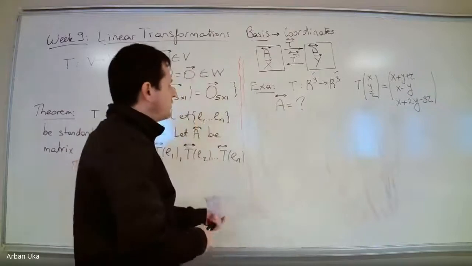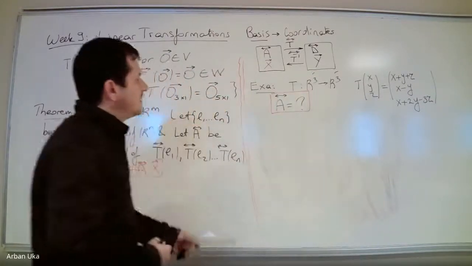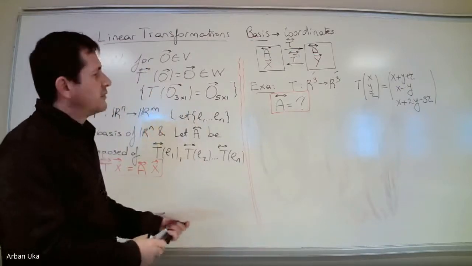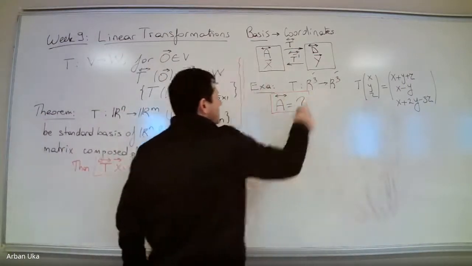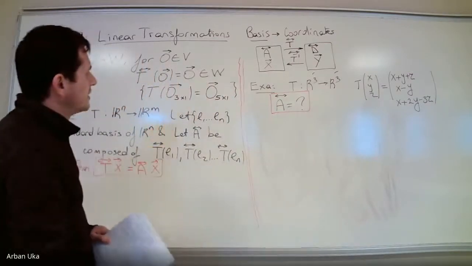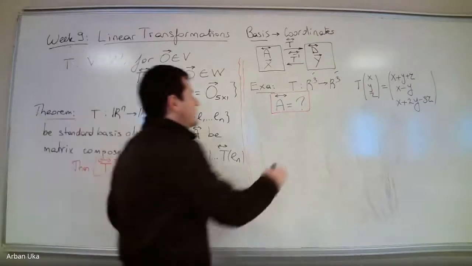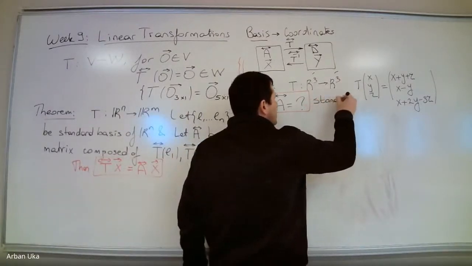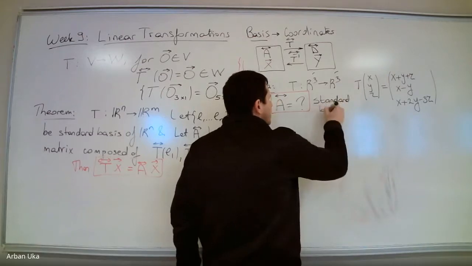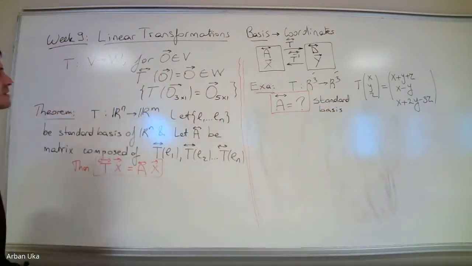This is what we have to find, okay? What is the matrix which represents the transformation from here to here, or from here to here? So this is the question. How do we find it? We have to find this one in standard basis. Okay, this is another keyword. So this is what we should keep in mind. We should try to determine what is this A in standard basis.